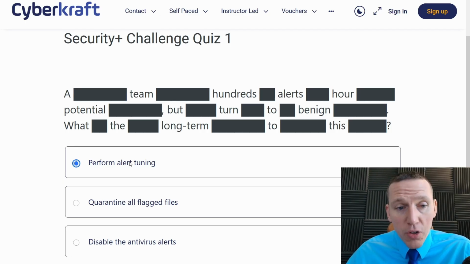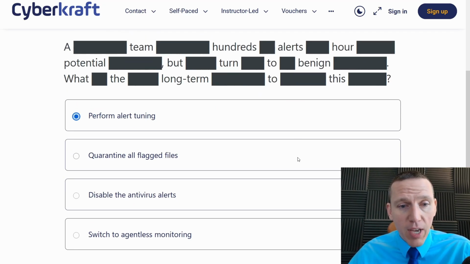I mean, alert tuning seems to make sense here. Something like a security team receives hundreds of alerts per hour. If you're getting hundreds of alerts per hour, you need to do alert tuning. Quarantine all flagged files, that's not the answer. I know that. Disable the antivirus.